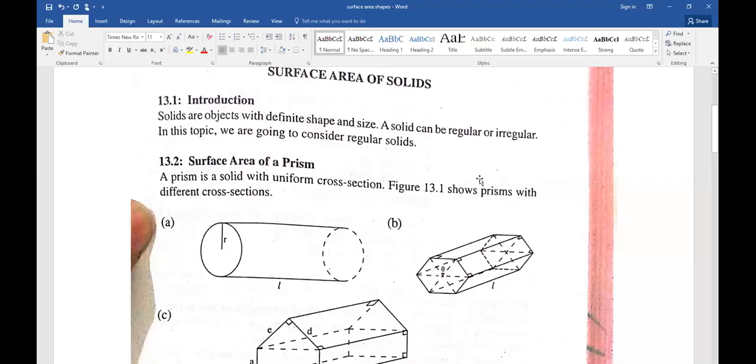That's how you can find the surface area of a closed cylinder. What about an open cylinder?